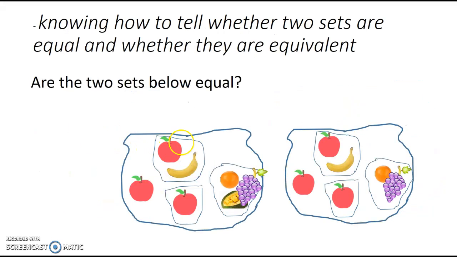And how to tell whether 2 sets are equal or equivalent? In order to be equal, the sets have to have exactly the same bag diagram. So these 2 sets would not be equal because this set has 3 fruits in it, and this set does not have those same 3 fruits in it. However, they are equivalent because they have the same number of elements. Both sets have 4 elements in them.